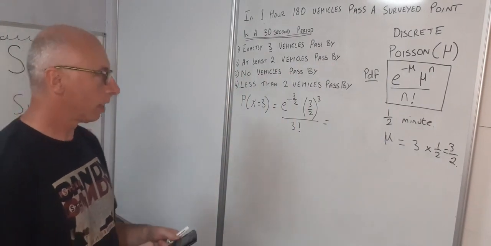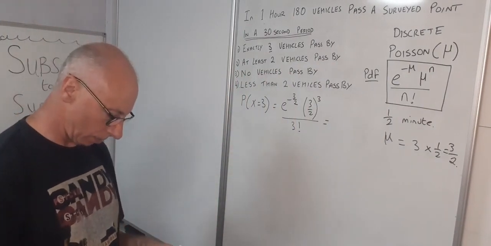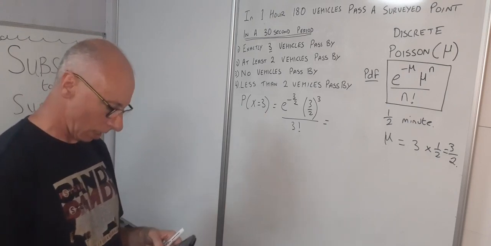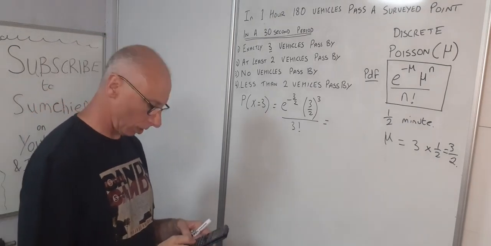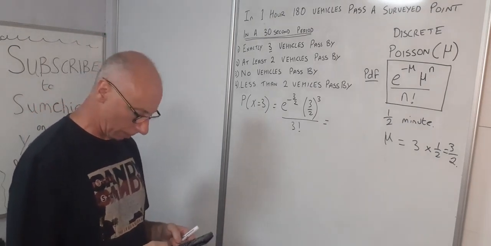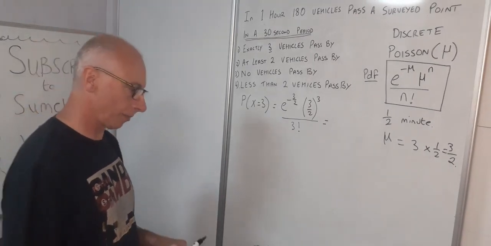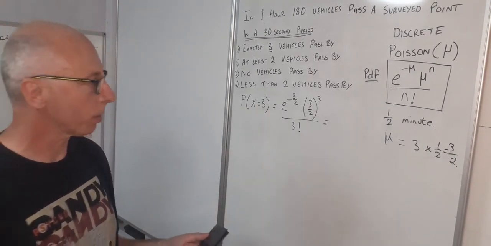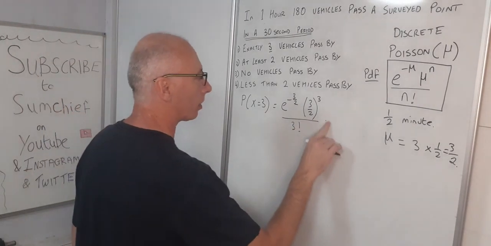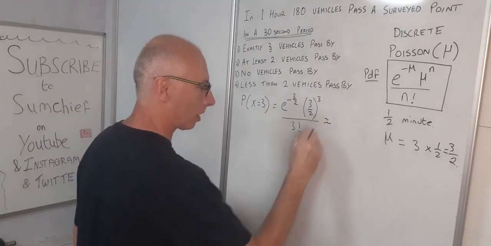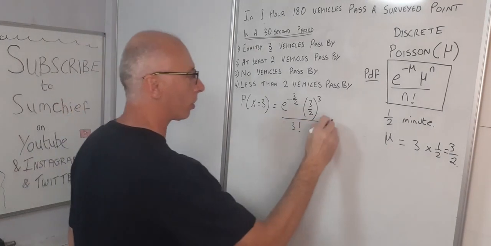So we got e to the minus 3/2 brackets 3/2 cubed divided by 6. So that's going to give us an approximate value. So with decimal places, that is going to give us 0.1255.